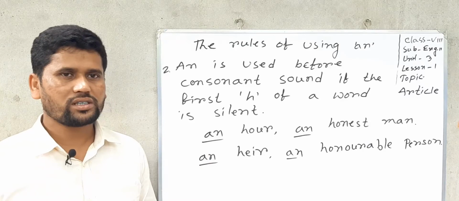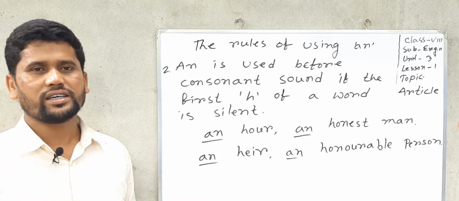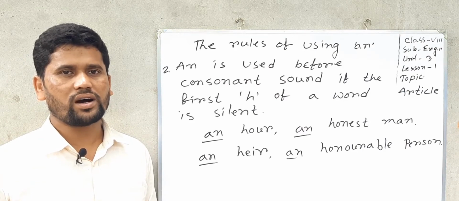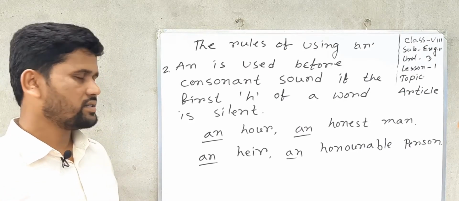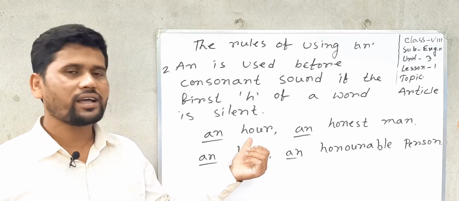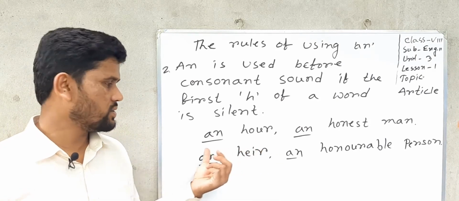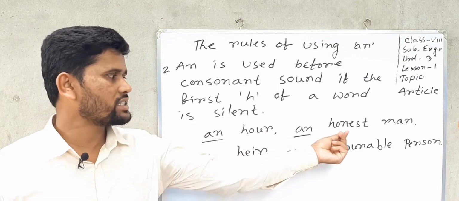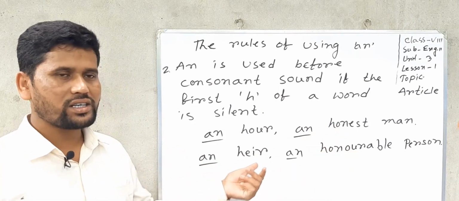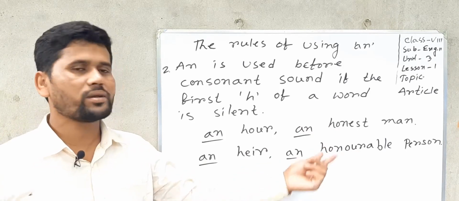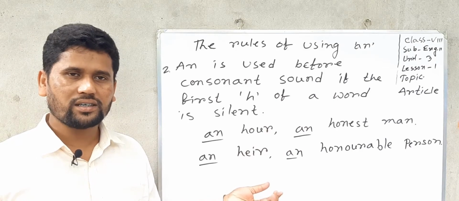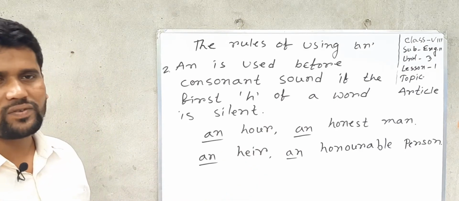An is used before a consonant letter if the first H of a word is silent, such as an hour, not a hour, an hour. Here H is silent, so I use an. An honest man, not a honest man. An heir, not a heir. An honorable person. So here every H is silent, so we can use an before the consonant.